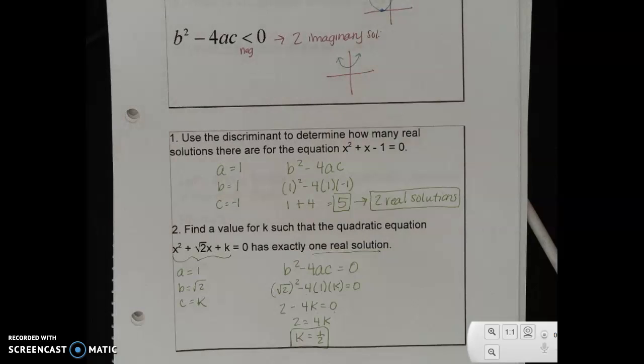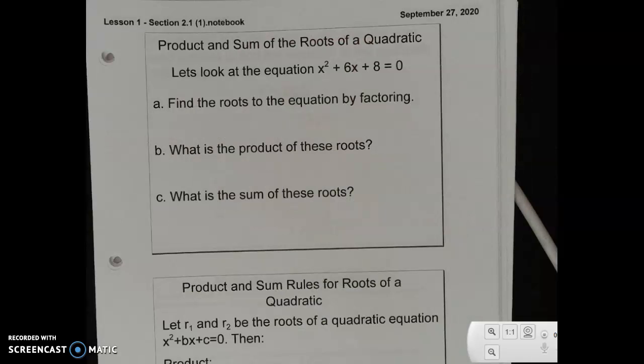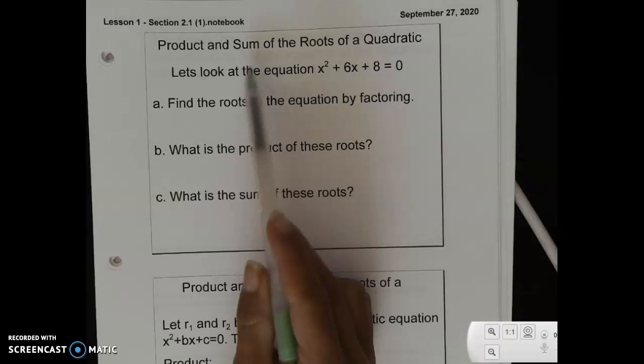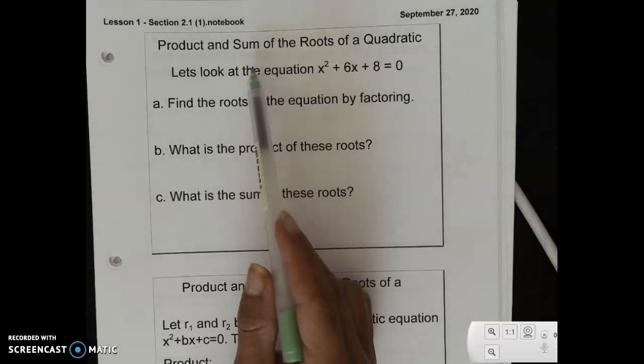For this one, I want you to try this on your own, because this is leading you to the product and sum rules for the roots of a quadratic.